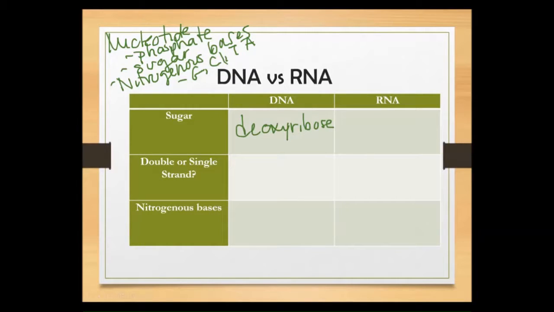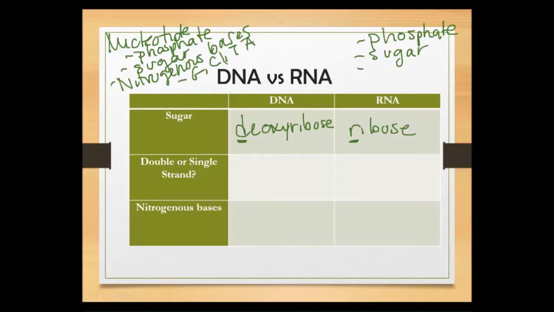RNA nucleotides are very similar. They also have a phosphate group. They also have a sugar, but in the case of RNA, the sugar is ribose instead of deoxyribose. In fact, you can see this is how RNA gets its name, for its ribose, whereas DNA gets the D for deoxyribose. There are also nitrogenous bases.